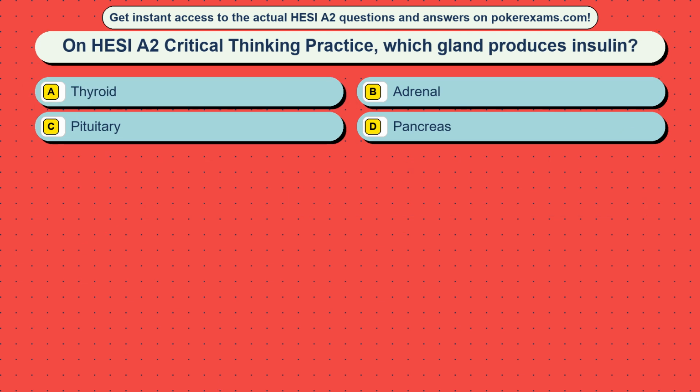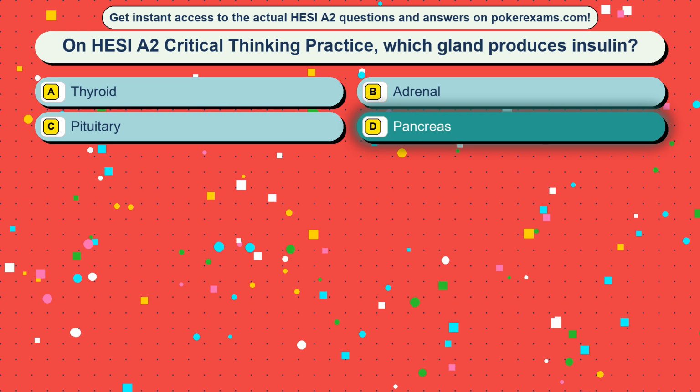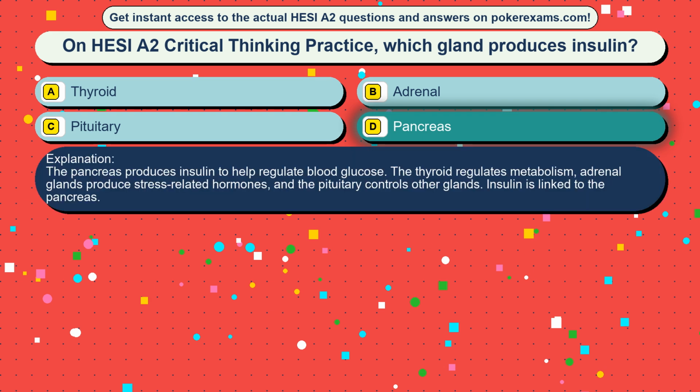Question 34. On HESI A2 critical thinking practice, which gland produces insulin? Option A, thyroid, option B, adrenal, option C, pituitary, option D, pancreas. The correct answer is option D, pancreas. The pancreas produces insulin to help regulate blood glucose. The thyroid regulates metabolism, adrenal glands produce stress-related hormones, and the pituitary controls other glands. Insulin is linked to the pancreas.